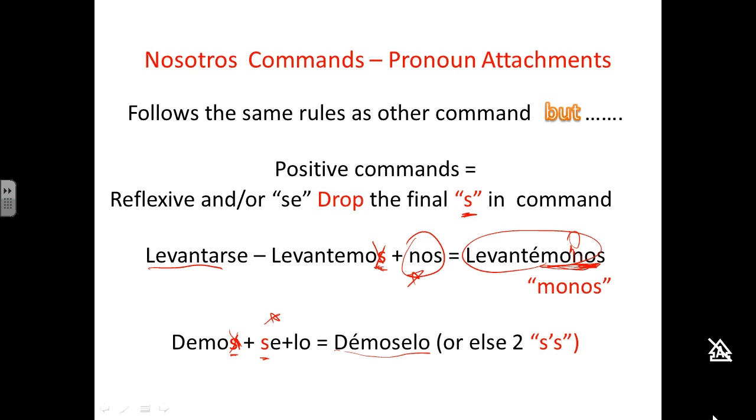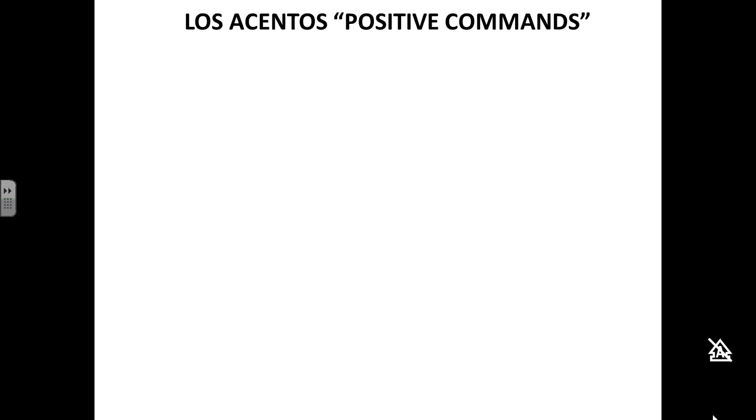If you do a negative nosotros command, though, again, you would put the pronouns in front. So it would be "no nos levantemos," or "no se lo demos," por ejemplo.